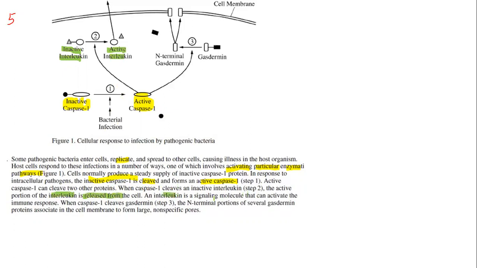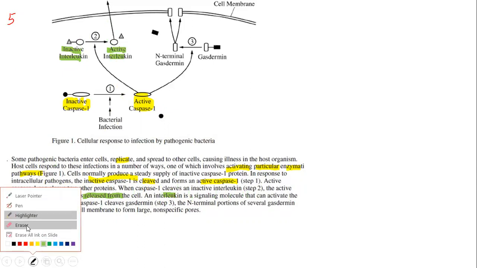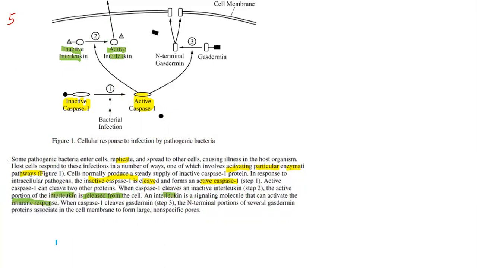Interleukin is a signaling molecule that can activate the immune response. So basically this just means that this interleukin, once it's activated, it leaves, and that's going to activate an immune response. Now let's see what the next portion is about.